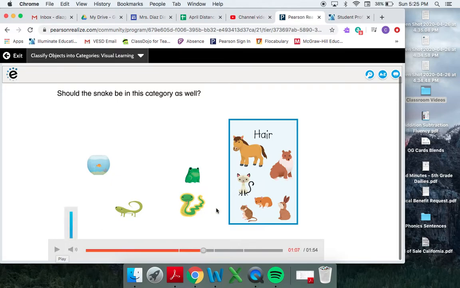Okay, so students should say, no, a snake does not have any hair, so it should not go into that category. We should sort it in a different group. No, the snake should not be in this category. The snake does not have hair.